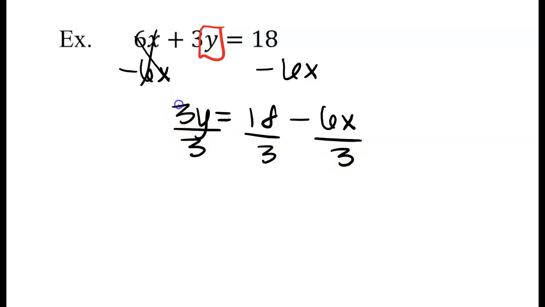3 divided by 3, 1. So it becomes 1y or just y. If you put 1y instead of just y, that's perfectly fine. It's not wrong. But we don't always see it that way. So I'm just going to kind of write it as y. 18 divided by 3 is 6. 6 divided by 3, I'm going to put my minus sign. 6 divided by 3 is 2. So it becomes 6 minus 2x.